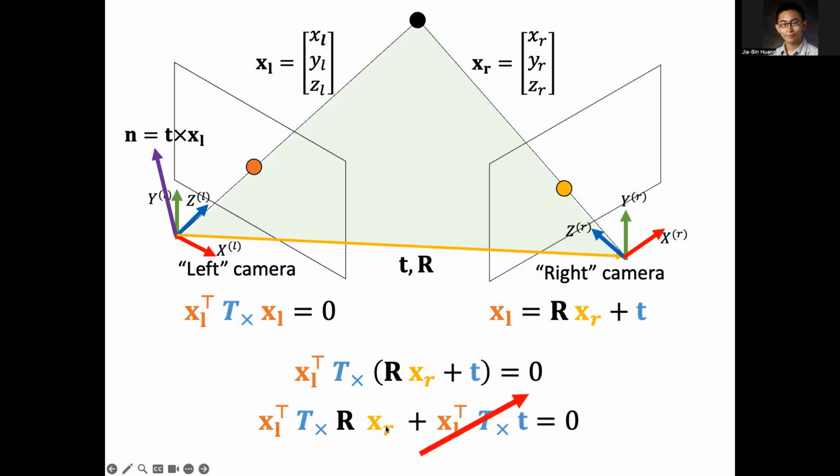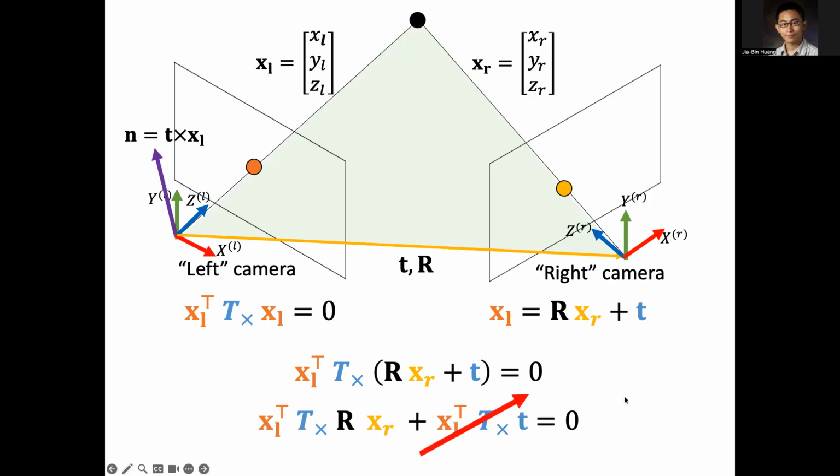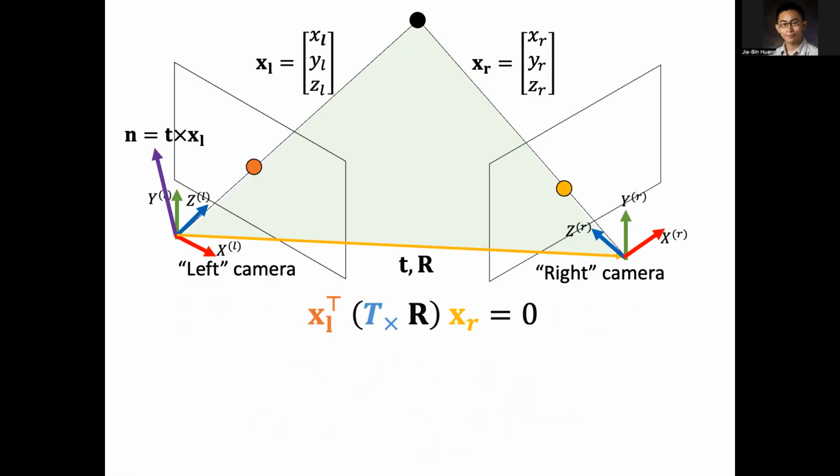Does it make sense? This Tx, this cross, is then normal. Basically, it's normal, and the normal is perpendicular to any vectors on the plane. And t is one of the vectors on the plane, right? So this dot product must be 0. So you just go away. So you have something like this, okay?